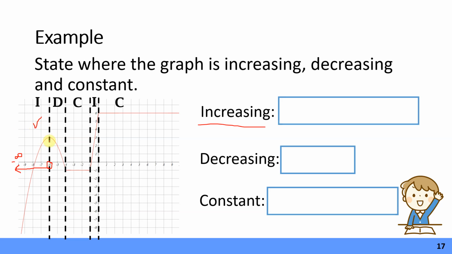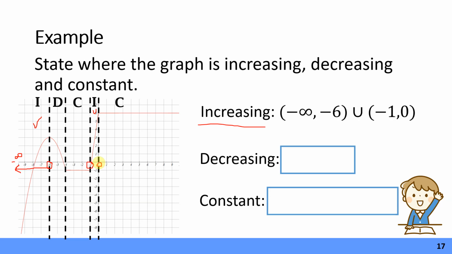Because this is increasing. Was it increasing in another interval? Yes, it was also increasing here, right? So that is from -1 all the way to, there's no number here, so this is 0. So my graph was increasing 2 different times, from negative infinity to -6 and from -1 to 0. So that is how to properly write it down mathematically.